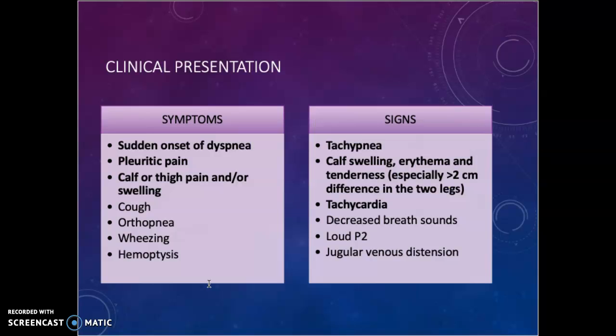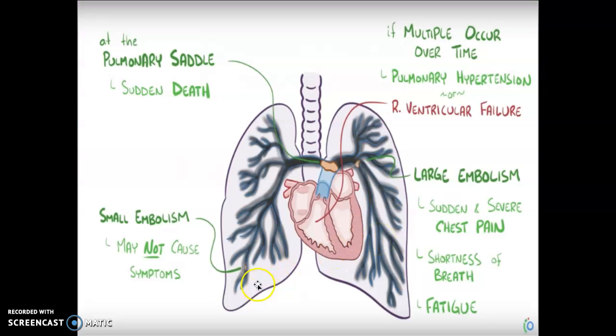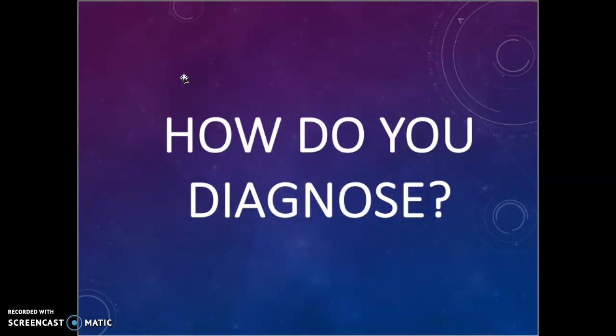So how does a patient present? Someone who has pulmonary embolism will present with a sudden onset of dyspnea. They will have pleuritic pain. They can have calf or thigh pain and swelling. They can present with cough, orthopnea, wheezing, and hemoptysis. They will also have tachypnea, decreased breath sounds, and jugular venous distension. If the patient has a small embolism, it might not cause any symptoms and it may go unnoticed. However, sometimes the embolism can be large enough to block the pulmonary circuit at the level of the bifurcation of the pulmonary arteries, and this is called a saddle embolus, and this can also cause sudden death. So how do you diagnose?